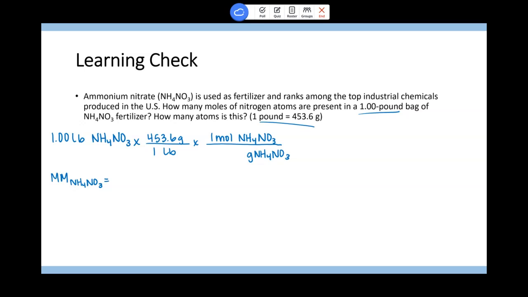And to do this, we add up the atomic masses of each atom, multiplying by the number of each atom present in the compound.